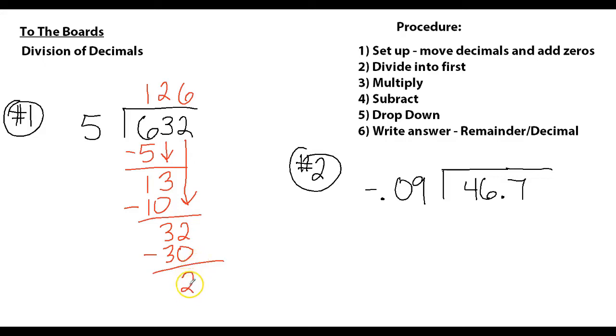And so I would go ahead and write the remainder as a fraction of 5. So it would be a remainder of 2 of 5. So it would be 126 and 2/5. You could also write this as a decimal if you wanted to. 2 divided by 5 as a decimal comes out to be 0.4. And that would be fine as well.